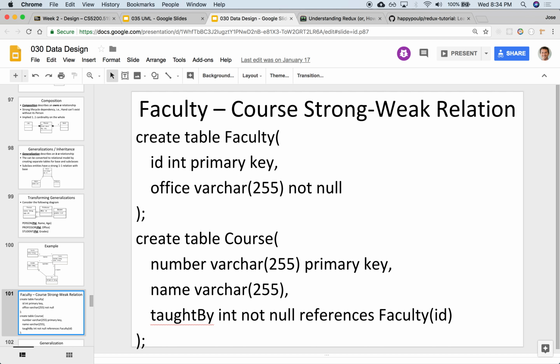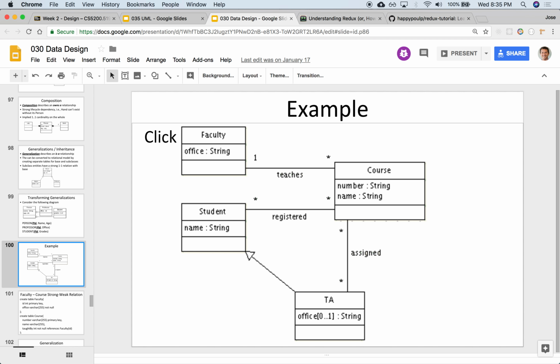You would capture the faculty, the ID, the primary key for the faculty, and the office. And here's the course. The course has the number of the course, the name of the course, and taught by, which is an integer that references faculty. So this is a foreign key. There's a foreign key saying that that particular faculty is teaching this course. And that's from this here, teaches, the one-to-many. Notice that the course, according to this, has a foreign key referencing the faculty. That's what the star means.